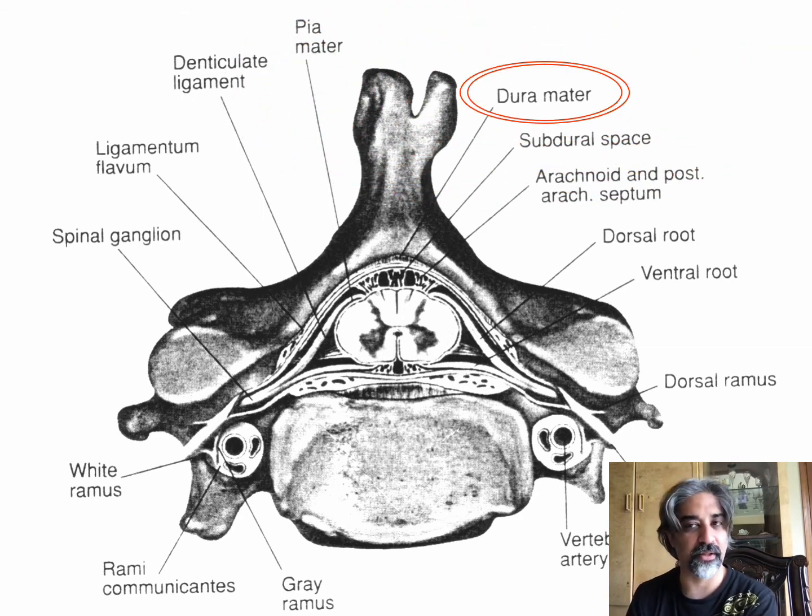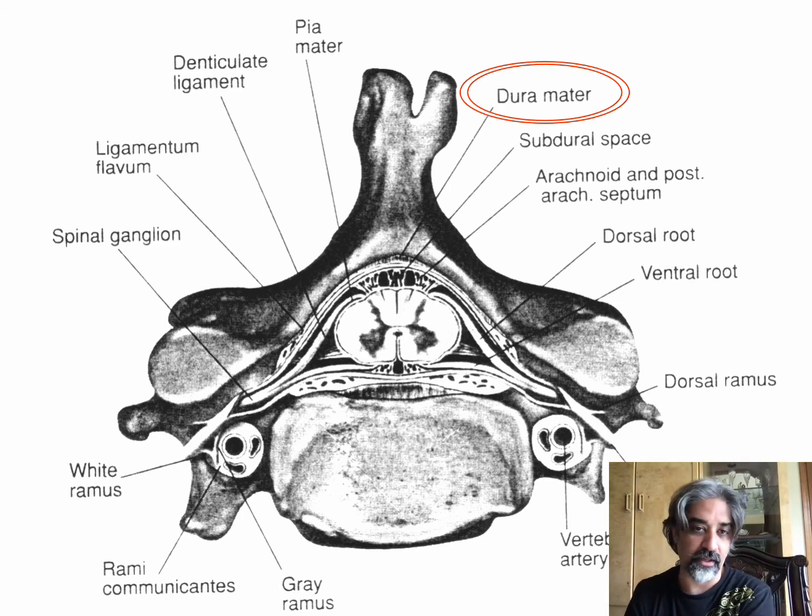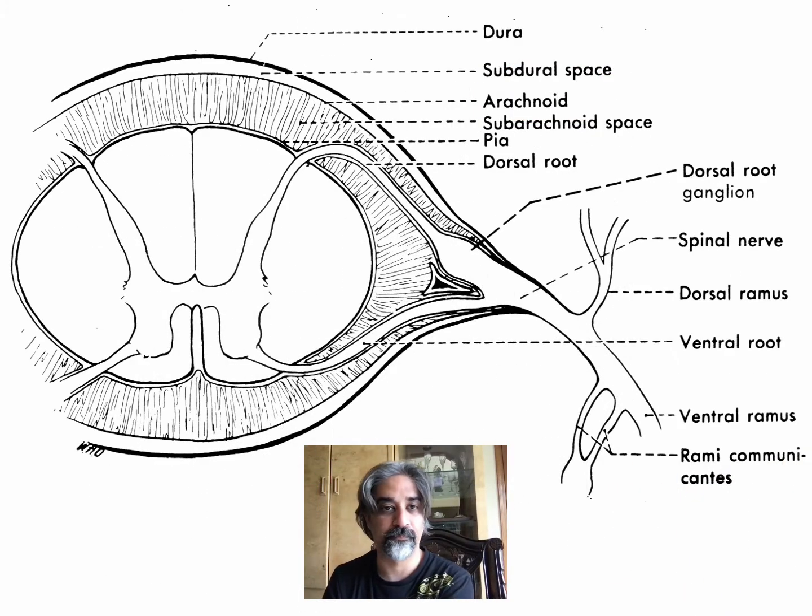I guess we're talking about the meninges now. The dura mater is the one that is thickest and in the periphery of the spinal canal. Here you can see the dura, the subdural space. Outside of the dura would be the epidural space, which is mostly fat.